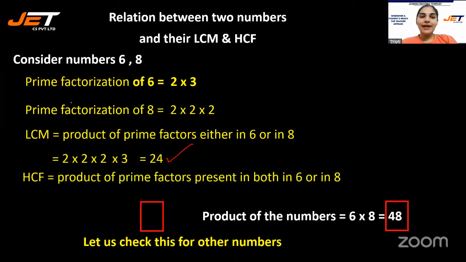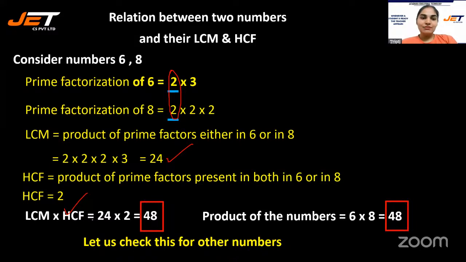Now, if we find out the HCF, HCF is the product of prime factors present in both 6 and 8, right? So in 6, it's 2. I can make a pair like this. I can make only one pair, so HCF is 2, right? So LCM times HCF is 48.